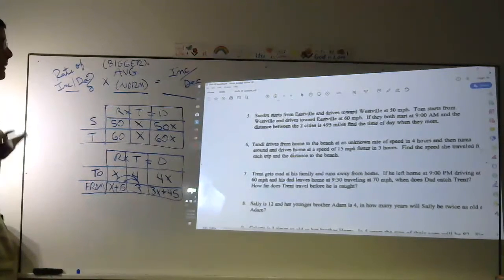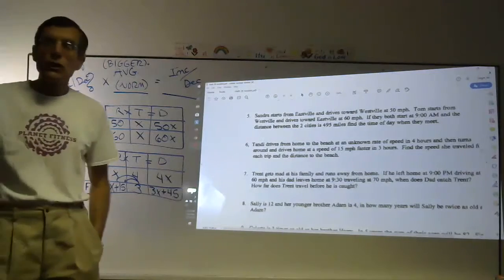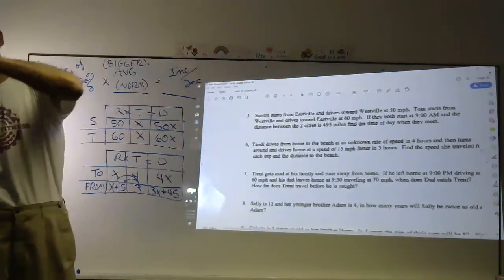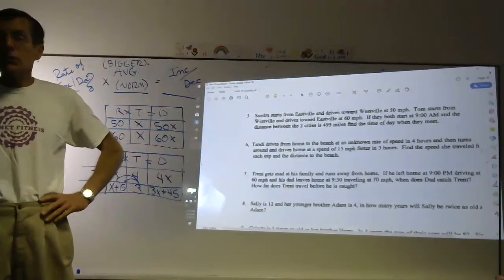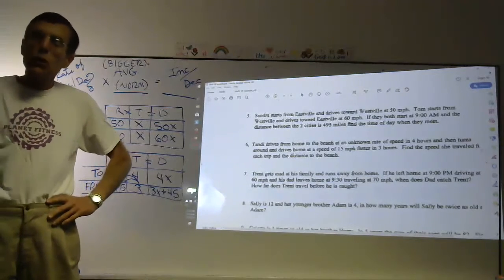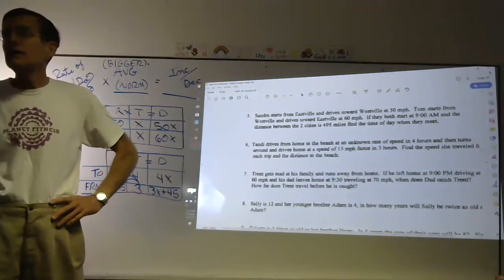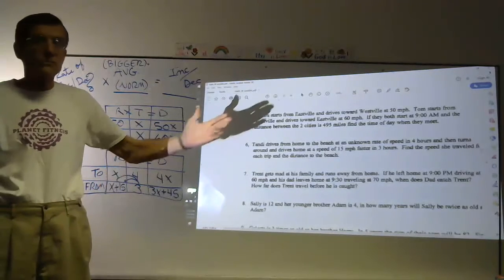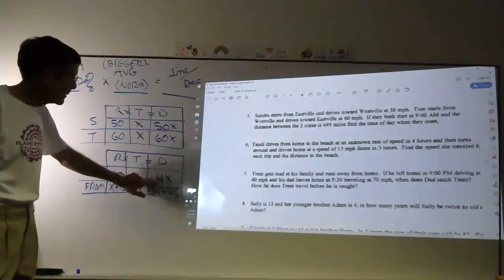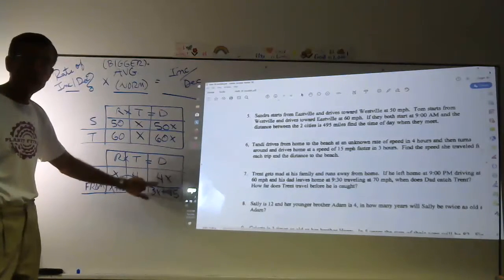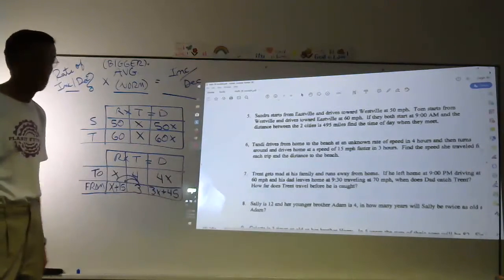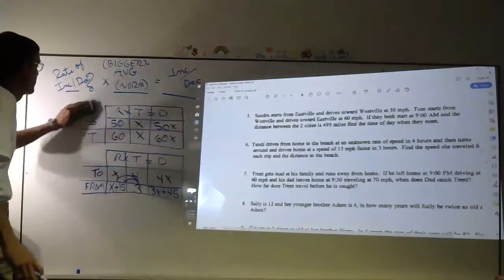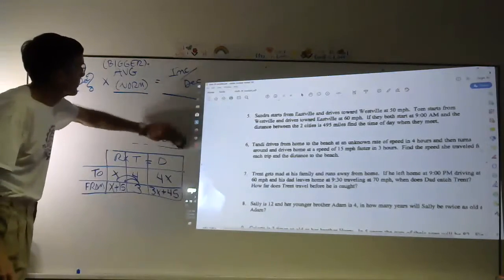What is true about Tandy if she drives to the beach and comes back home from the beach? What's true about the distance when you go from home to the beach and turn around and come back home again? Aren't the distances equal? Right? So just set that one equal to that one: the 4x equal to the 3x plus 45.